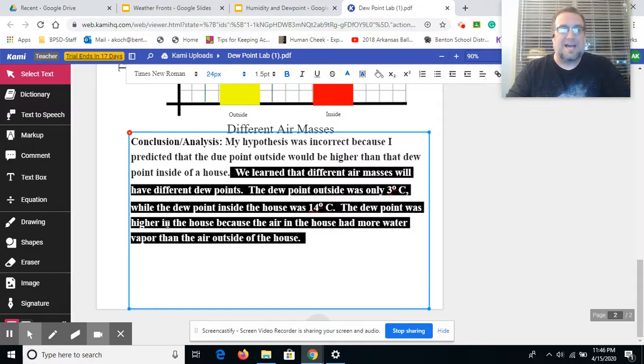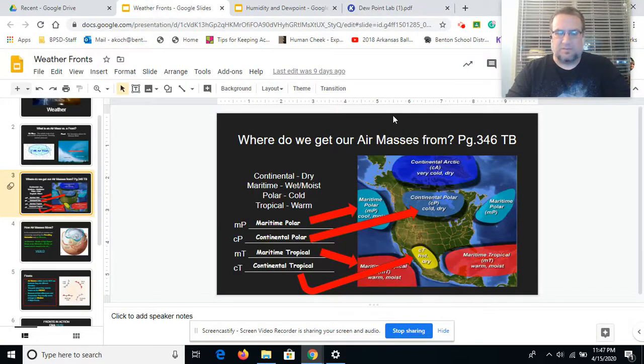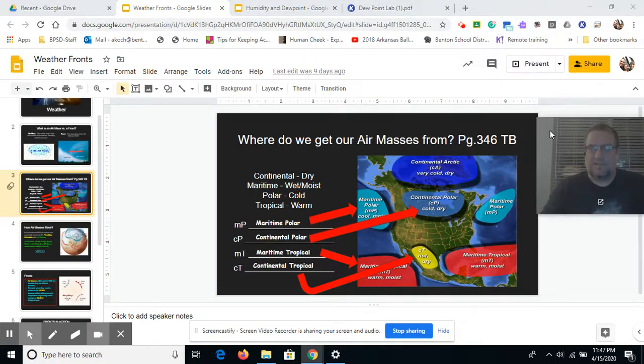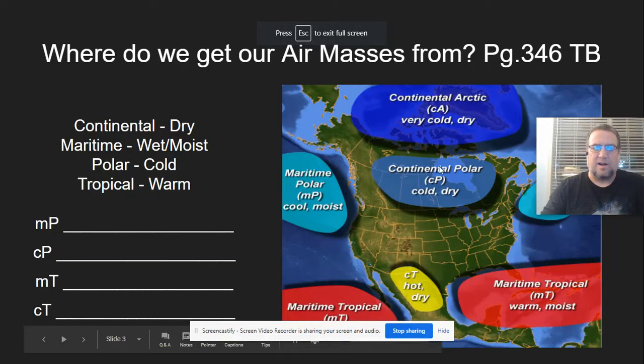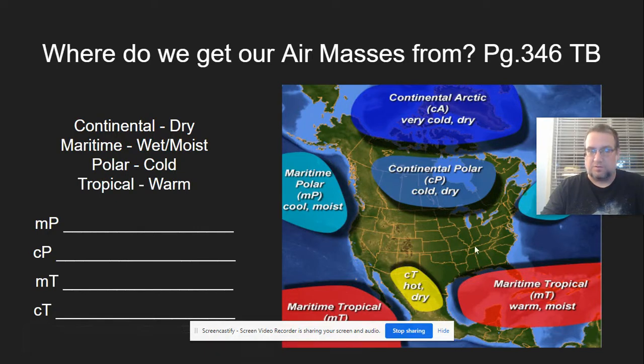So the dew point was higher in the house because the air in the house had more water vapor in it than air outside the house. This is just our explanation of why we think this may have happened. The higher the dew point means there's more water in the air. So why did this happen? Well, I was thinking about something we went over last week. If we look at this graph about where our air masses are coming from, we had a cold front come in with thunderstorms and our colder temperatures.